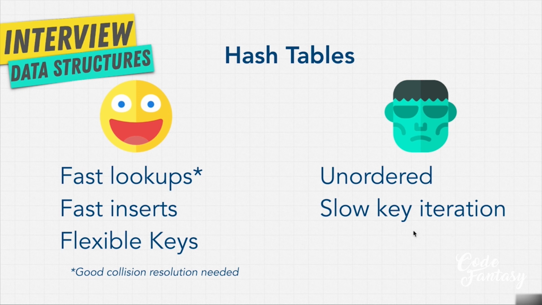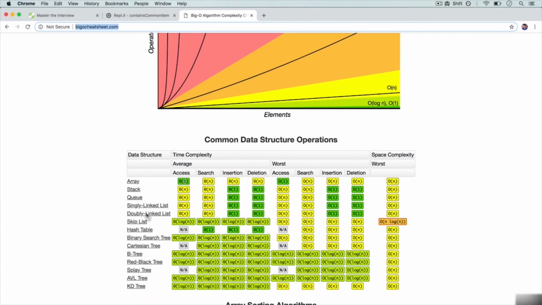That is, if I want to grab all the keys from a hash table, I'll have to go through the entire memory space as we saw when we built our own hash table. Looking at the Big O cheat sheet, we can see that hash tables have a search, insertion, deletion of O(1), but in worst case, due to collision, there are some O(n) operations that could happen.